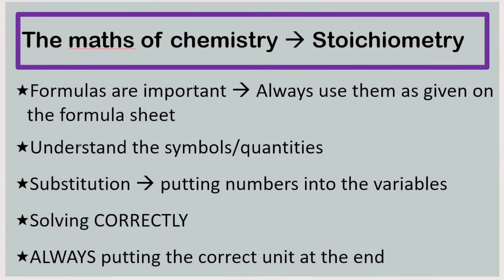Then I said you need to understand the symbols or the quantities. So basically, what does N mean? What does M mean? And so on. Substitution, that's when we put the numbers into the variables. Solving correctly. The reason I put correctly in caps is because sometimes people do basic maths wrong. They get the physics right, they choose the correct formula, they sub the numbers incorrectly, or they solve incorrectly. And you always need to put the correct unit at the end. If you don't put the unit, you don't get the mark.